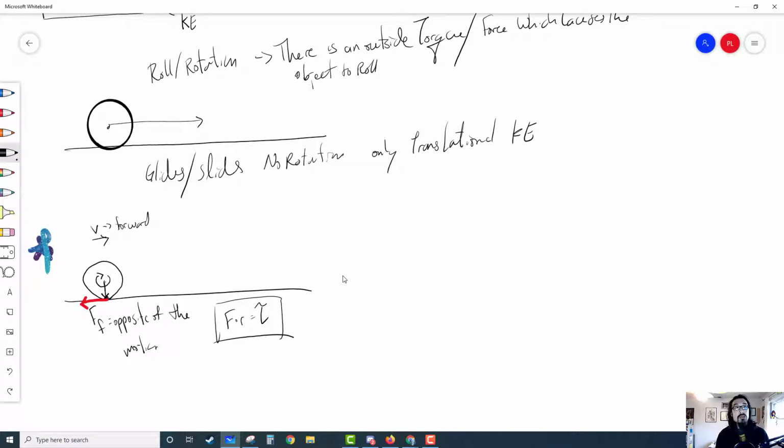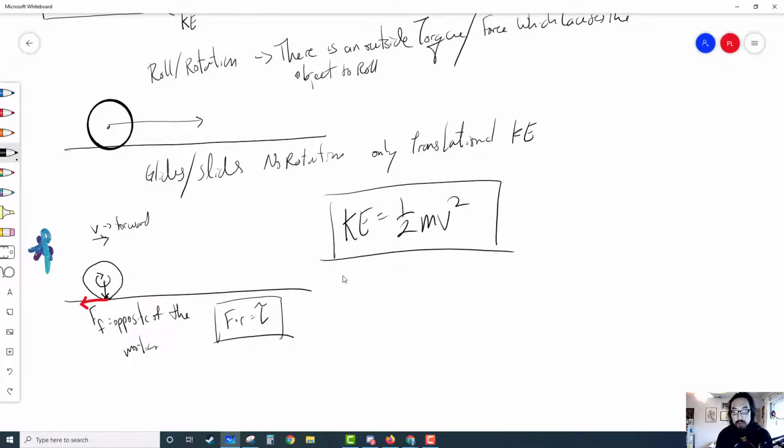Okay, so now let's get into the energy side of this. So we know that kinetic energy is 1/2 mass times the velocity squared, right? This is the translational version of kinetic energy. This helps us describe any object that is moving in a linear fashion that has a mass. This is how we will come up with the equation.